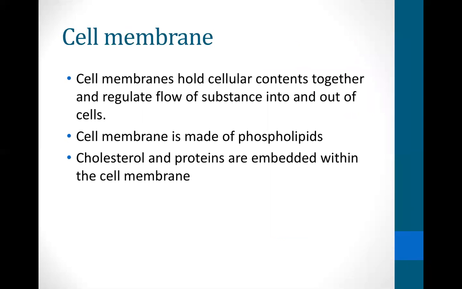Cell membrane. This is also called the plasma membrane, and this is the outer part of the cell that holds all of the contents together. So the cell membrane maintains all of the organelles within the cell and helps cells communicate with each other. The cell membrane is made of phospholipids and cholesterol. It's fat soluble. And so the cholesterol adds rigidity to the cell membrane.